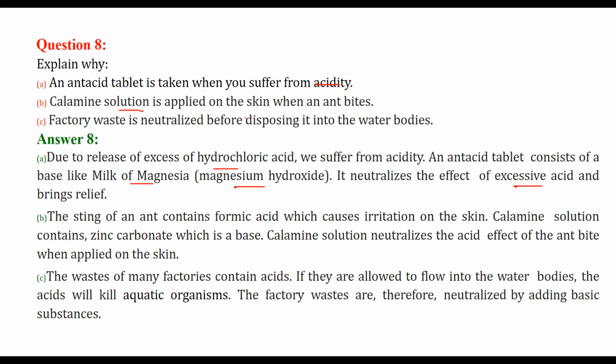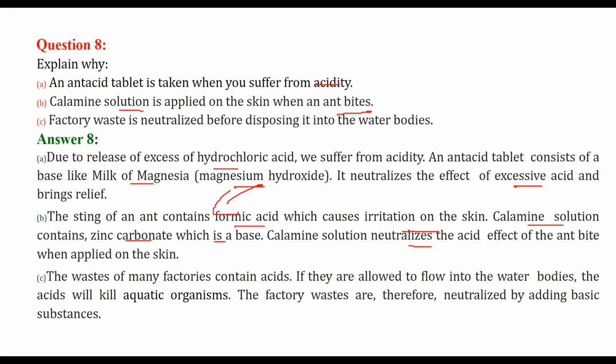Calamine solution is applied on the skin where an ant bites. What happens when an ant bites? The sting of an ant contains formic acid, which causes the irritation of the skin. Calamine solution contains zinc carbonate, which is a base. So calamine solution neutralizes the acid effect caused by the sting of an ant, and when we apply this, the suffering can be avoided.